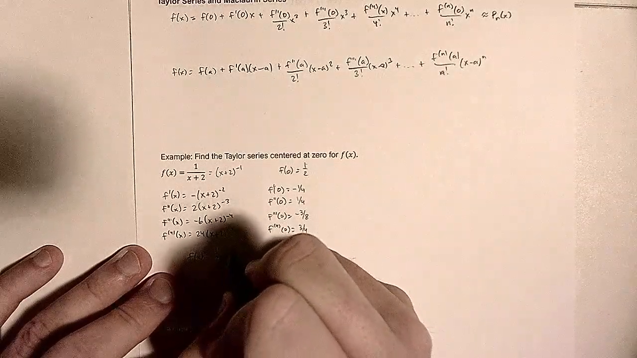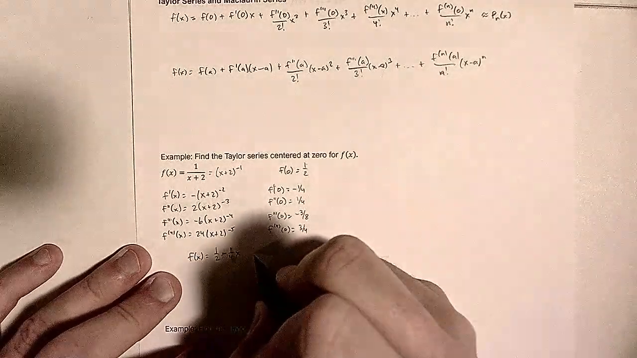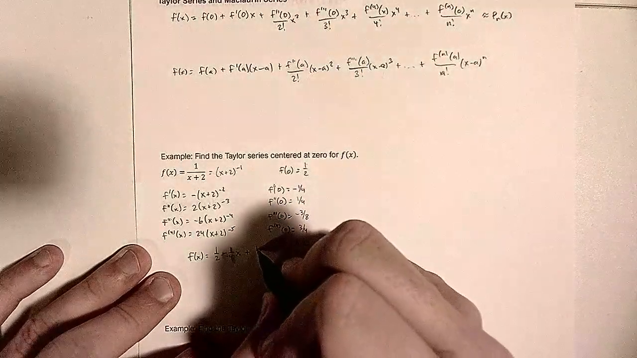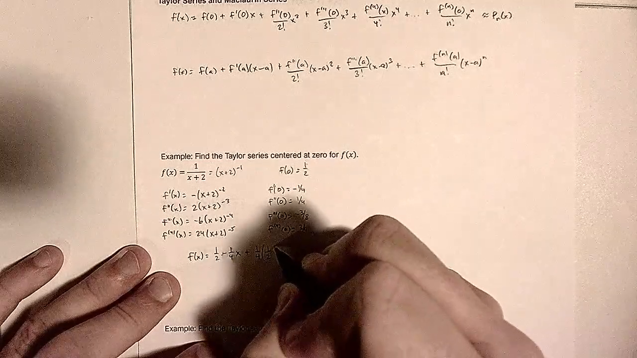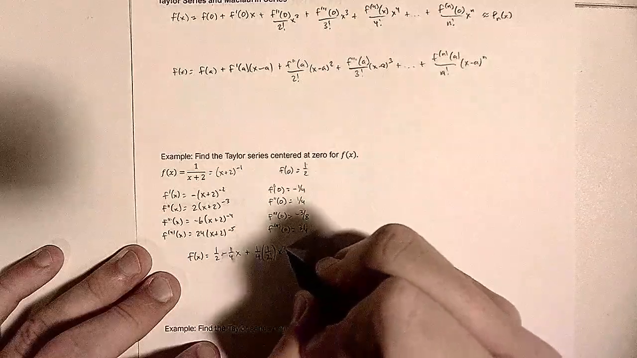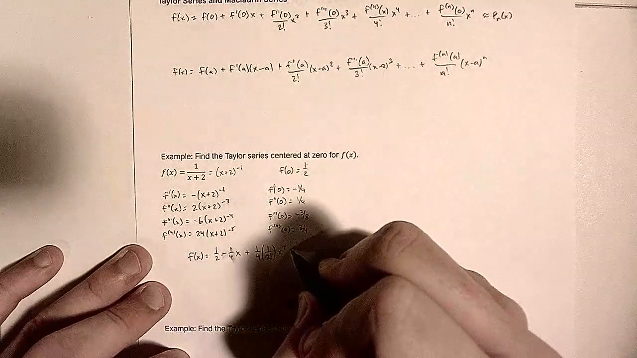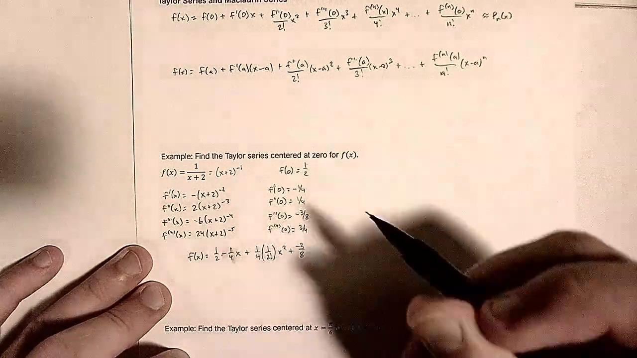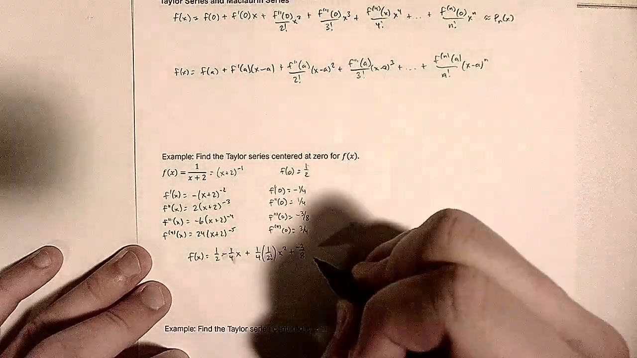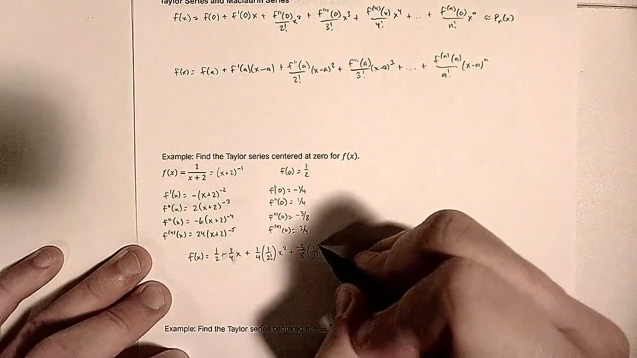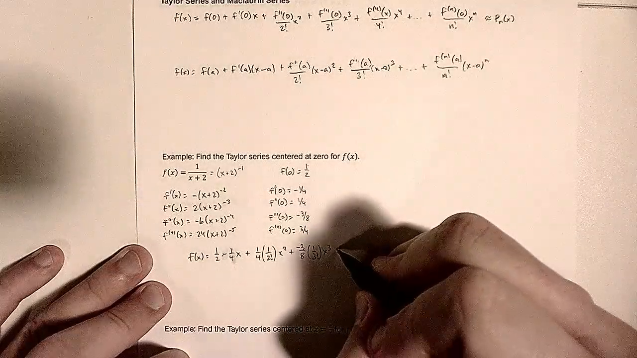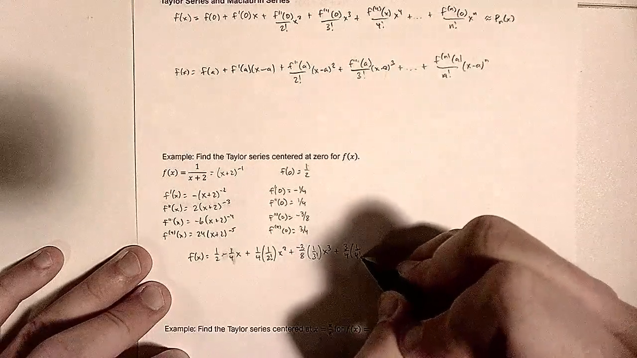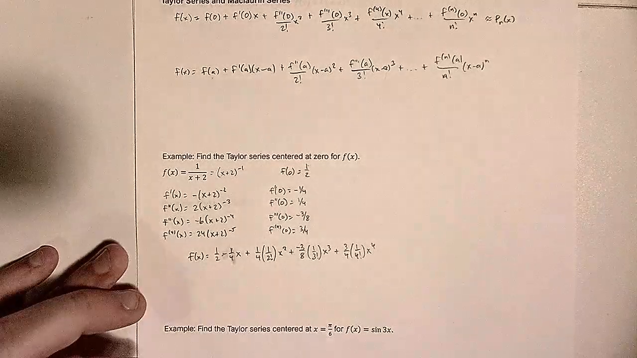A negative 1/4 x plus f prime of 0, which is 1/4. But we also have that 1 over 2 factorial there, x squared, plus we have negative 3/8, that's our third derivative at 0, times the 1 over 3 factorial times x cubed. And one more, we get 3/4 times 1 over 4 factorial x to the 4th.